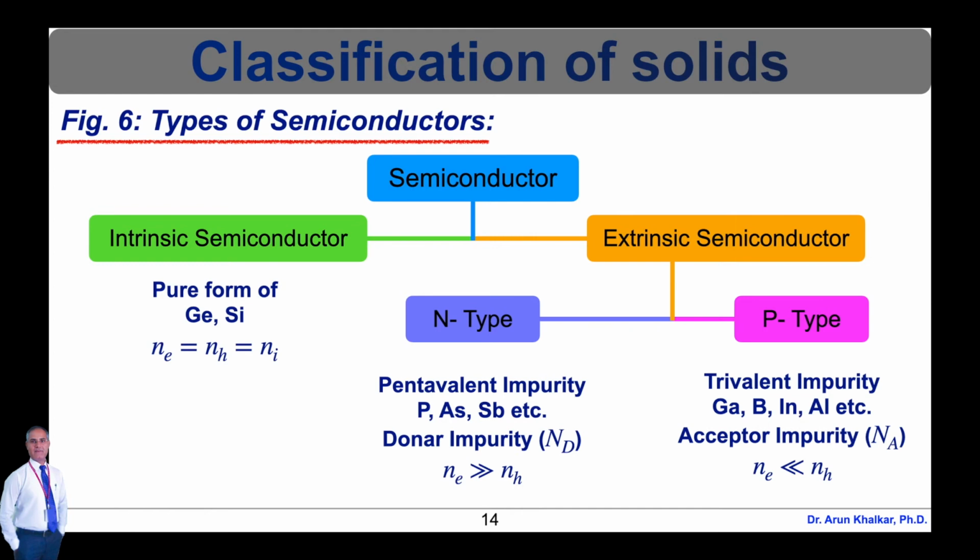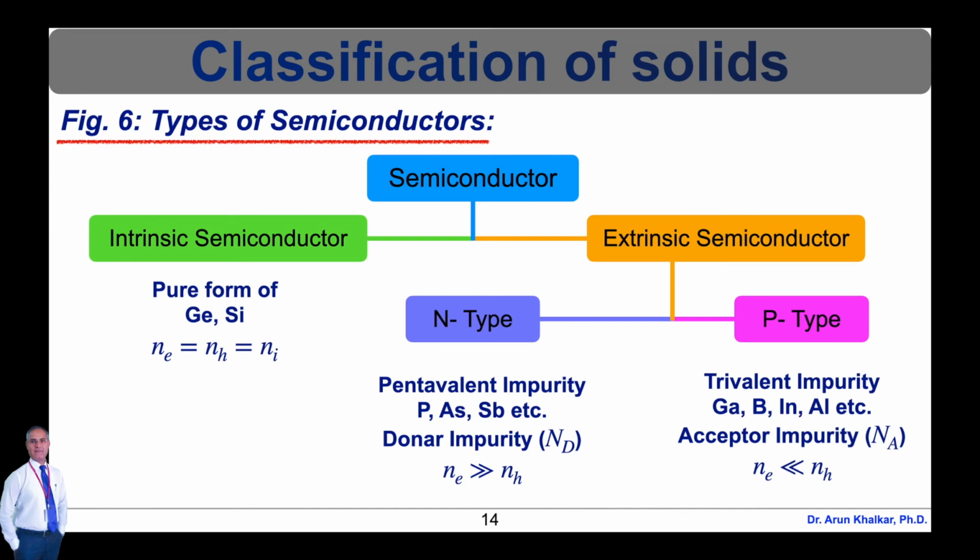The second type of extrinsic semiconductor is P-type, in which trivalent impurities are added such as gallium, boron, indium, aluminum, etc. These are the acceptor impurities and are denoted by capital N subscript capital A. In P-type semiconductors, the number of electrons is very much less as compared to the number of holes. So in N-type semiconductors, the majority charge carriers are electrons which are negatively charged. That's why N stands for negative, so N-type.